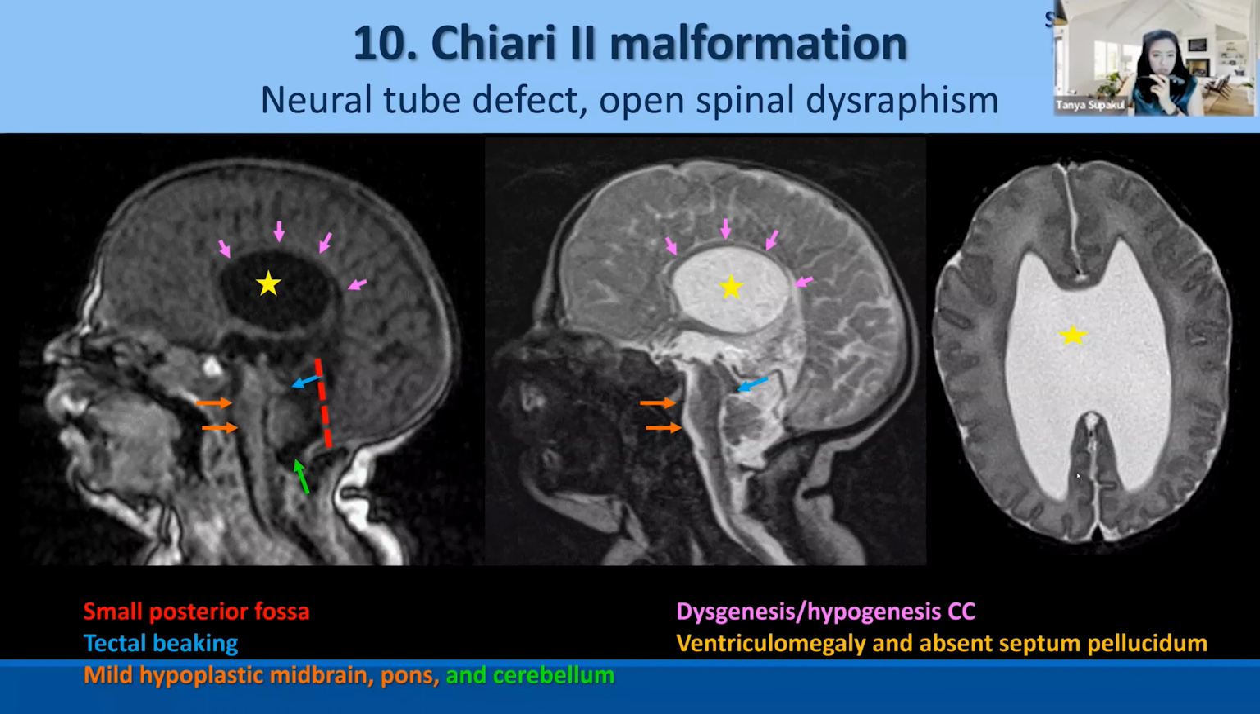So this patient has a Chiari 2 malformation, which is a neural tube defect and has an open spinal dysraphism, usually happening in the lumbosacral spine. And that's why there is continuous CSF leak that pulls everything down. That's why we see these brain findings.